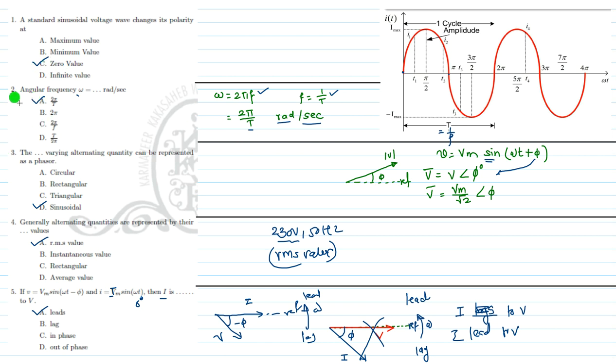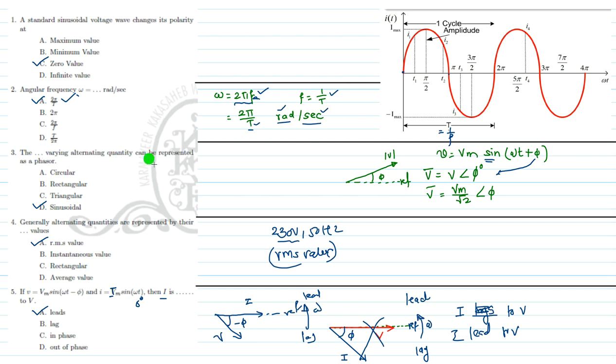How will we calculate the angular frequency? Angular frequency is always measured in terms of omega. So omega is equal to 2 pi f, where frequency f is equal to 1 upon time period. So it is 2 pi by T. Hence its unit is radian, time is in seconds, so it is radian per second. So the correct option is 2 pi by T.